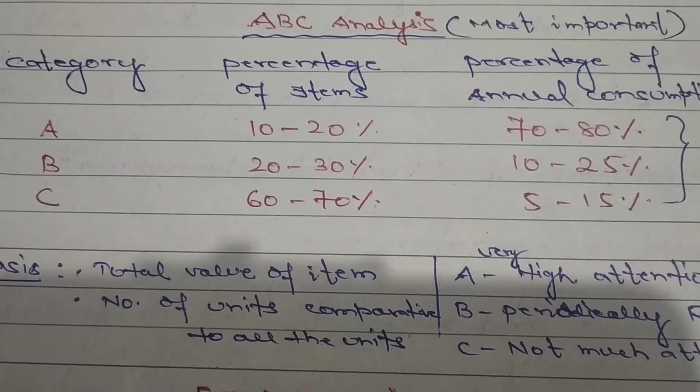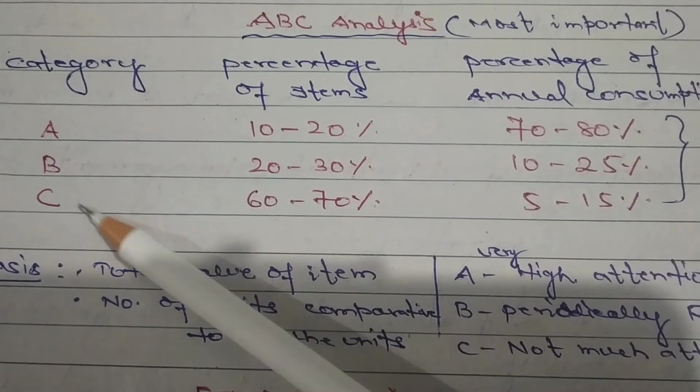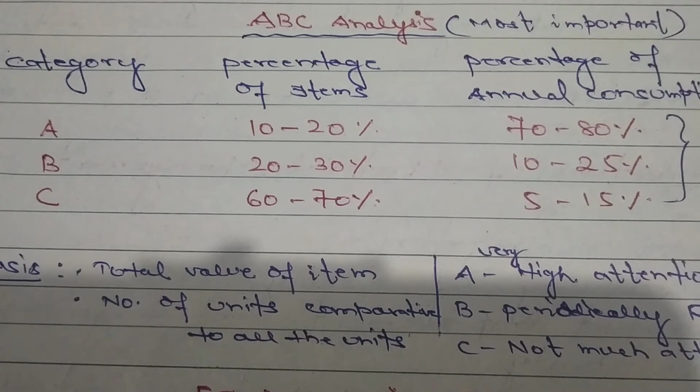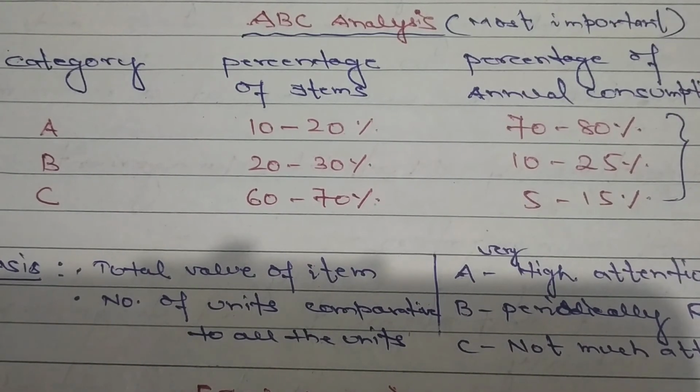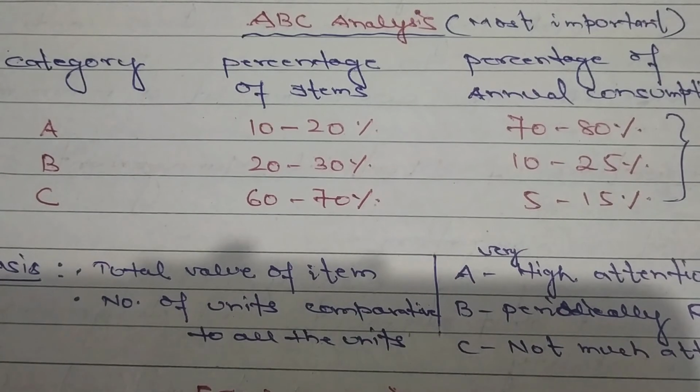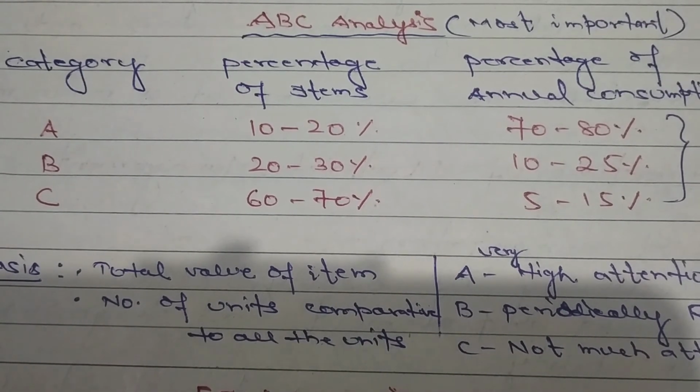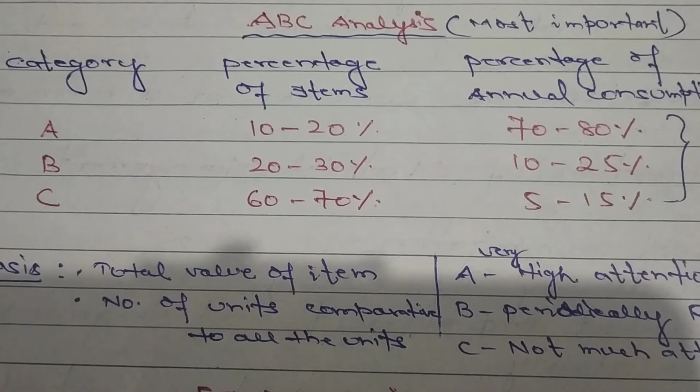So it differs for every industry. It depends basically on which industry you are catering to. Depending upon your industry and your working, you have to categorize your items into A, B and C. I hope you will understand this. In the next video, I will explain the other 4 methods. This is one of the important methods, that is why I discussed it clearly. Thank you very much.